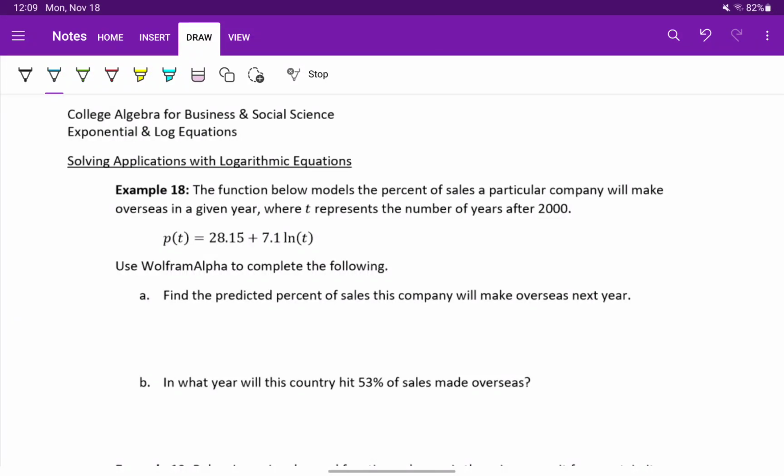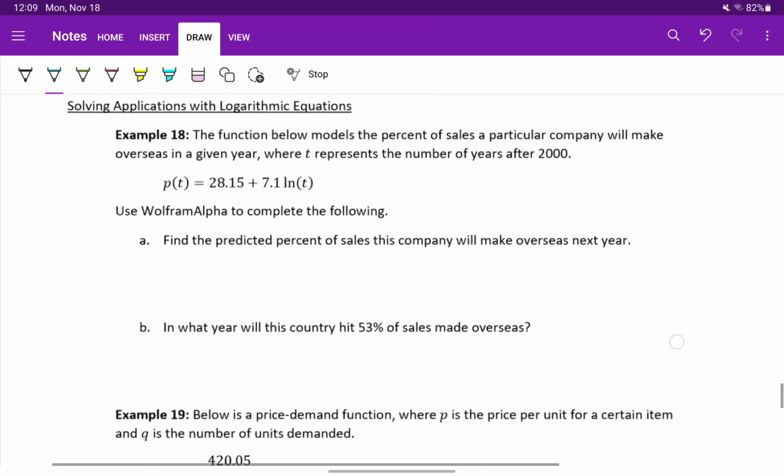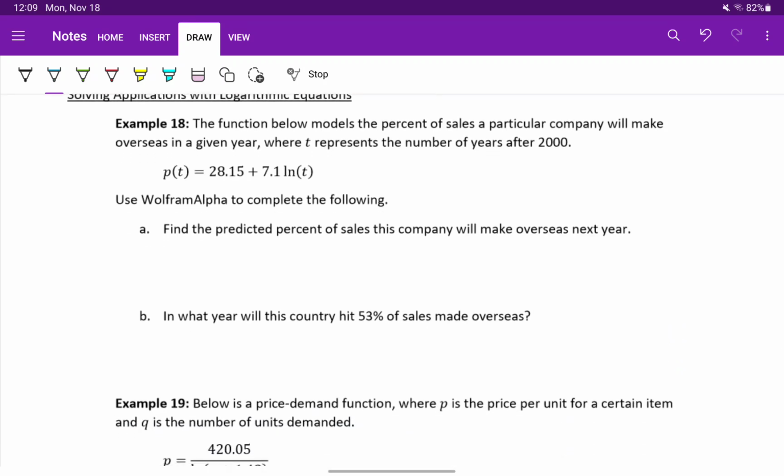The next two examples have us solving applications with log equations. In example 18, the function below models the percent of sales a particular company will make overseas in a given year, where t represents the number of years after 2000. That's an important piece of information to keep in mind. We want to use Wolfram Alpha to complete the following. First, we want to find the predicted percent of sales this company will make overseas next year.